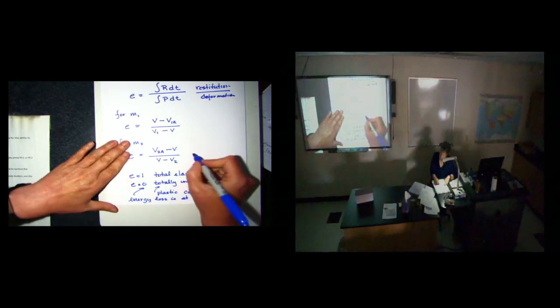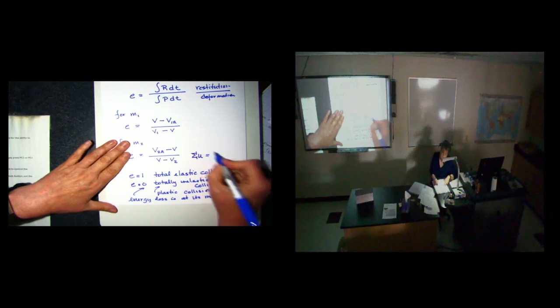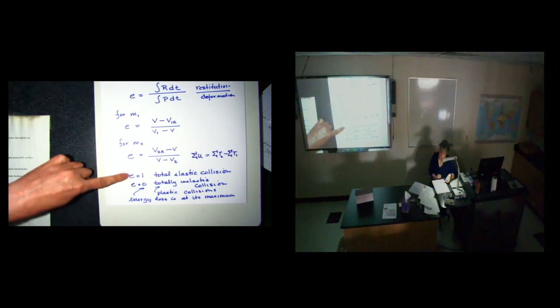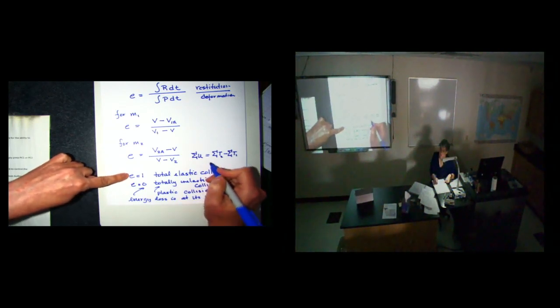Will there be any velocity change? Oh yeah, you're always going to have a velocity change. Are we good over there? For those of you who are attending on the screen? Yes. Okay.